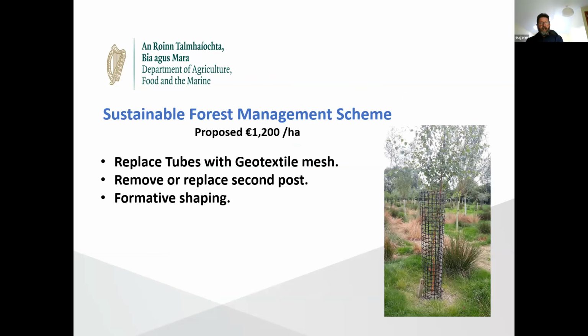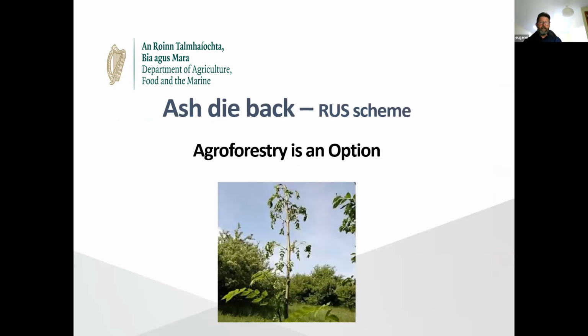So once the tubes have gone, we want a system there in order to manage the trees after that. Unlike the kind of scheme that they have in the north, the trees down here under the afforestation program, because they'll be considered forestry, are protected under the Forestry Act. So there is a long-term view. And so we assume that they will be there still after the premiums are finished, and after the tubes have been removed. So we want to ensure that they continue to be protected. So this money will go towards replacing tubes with geotextile mesh, and maybe removing or replacing the second post and introducing some formative shaping. Next slide, thank you.